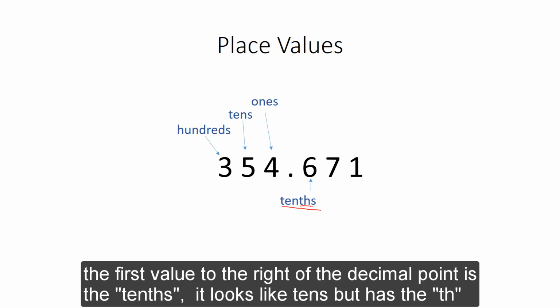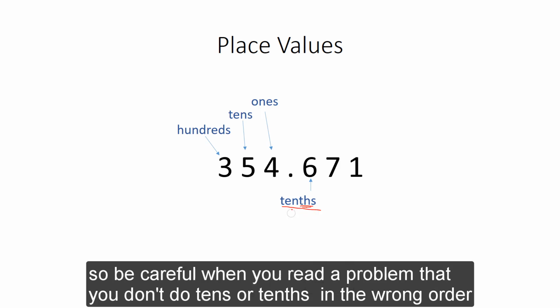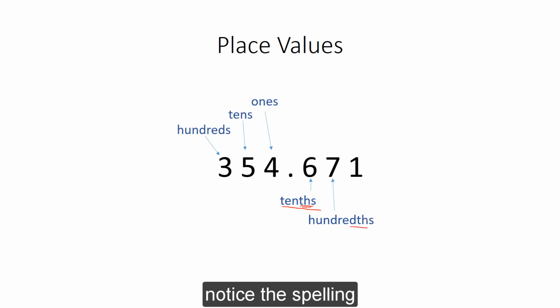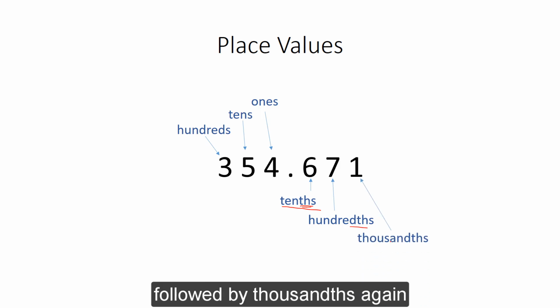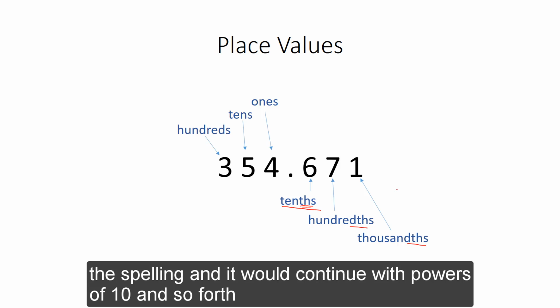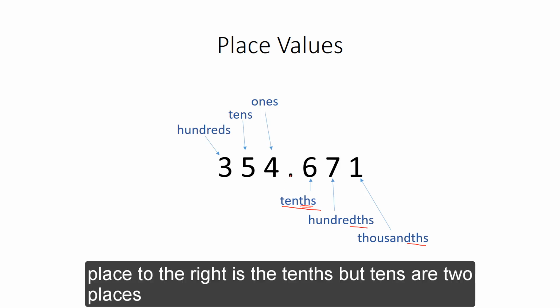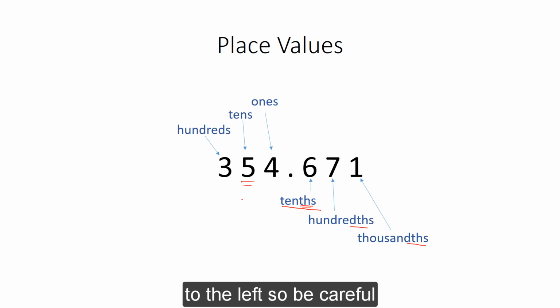Okay, and again, be careful. It looks very much like tens, except it has this th. So you have to be really careful when you read a problem that you don't mix up tens or tenths. Following that is hundredths. Again, notice the spelling. Followed by thousandths. Again, the spelling, and it would continue with powers of 10 and so forth. So just be careful, because the first place to the right is the tenths, but tens are two places to the left. So just be careful.